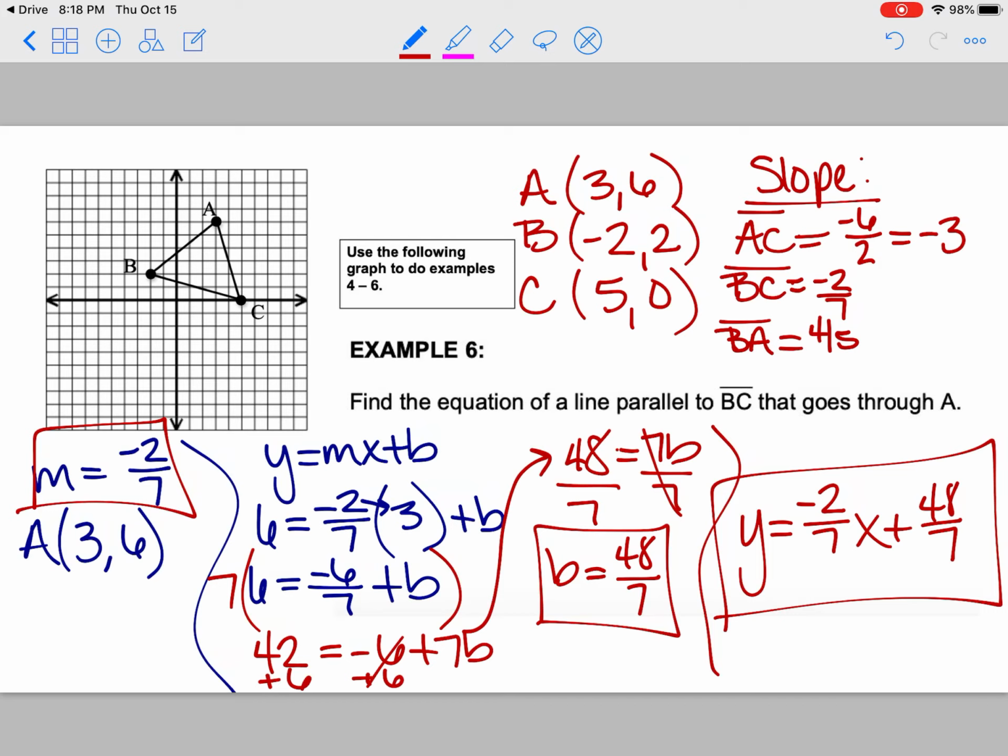So a couple of things to remember as you're working through this. One, take note if it is asking for parallel or perpendicular. Pay attention to that and figure out what point it wants you to go through. It'll either give you the point, or it might say bisector like example 5 did, and you would have to use the midpoint formula.